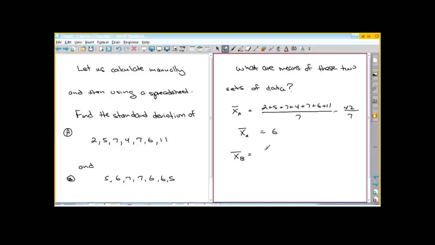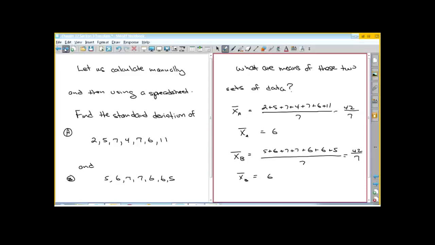If we do the same thing for data set B, we'll have 5 plus 6 plus 7 plus 7 plus 6 plus 6 plus 5, divided by 7. So that's 11, 18, 25, 31, 37, 42. So they add up to the same number of data points. So the mean for these two sets of data is the same. It's 6. So from a central tendency standpoint, there's no difference between the data, but obviously there's a difference.